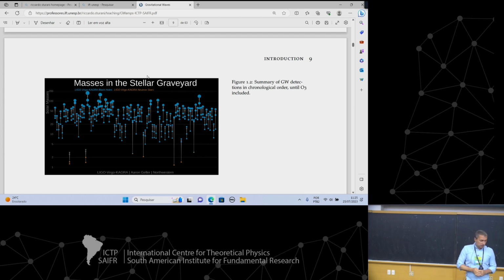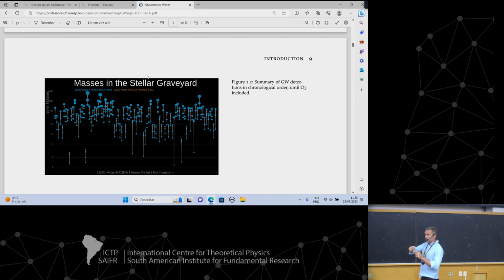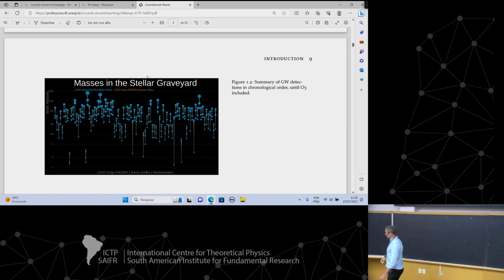So this is what we see, but you may wonder, okay, but what we see is that funny shape, with increasing amplitude and increasing frequency. How do we translate from that shape to the masses that are so nicely plotted here? Well, now let me sketch this as a wrap-up of the intro, and then we go to more quantitative stuff.